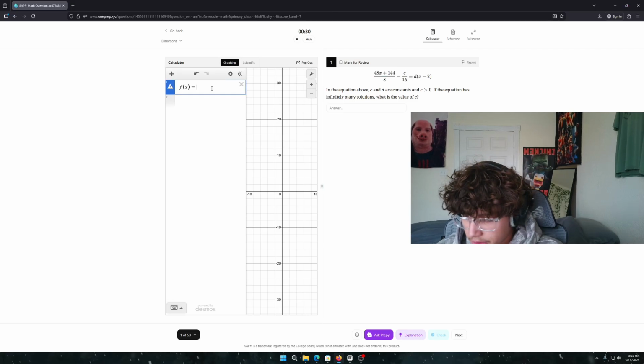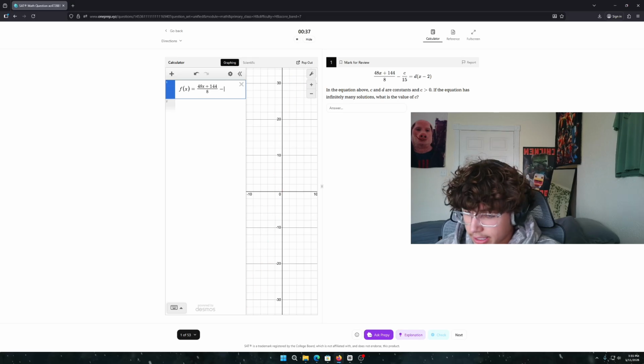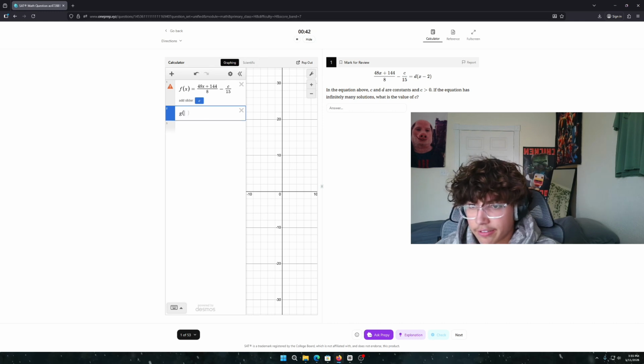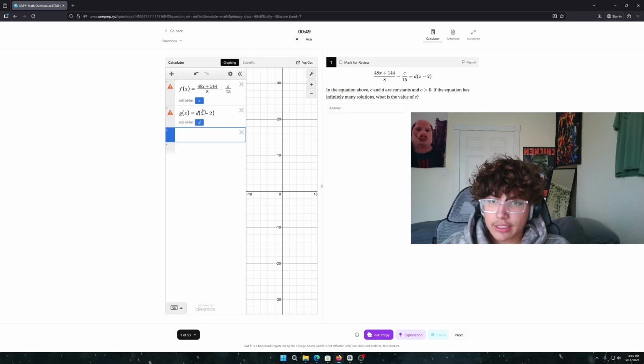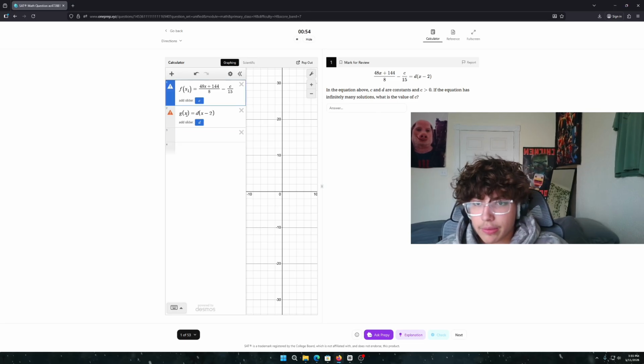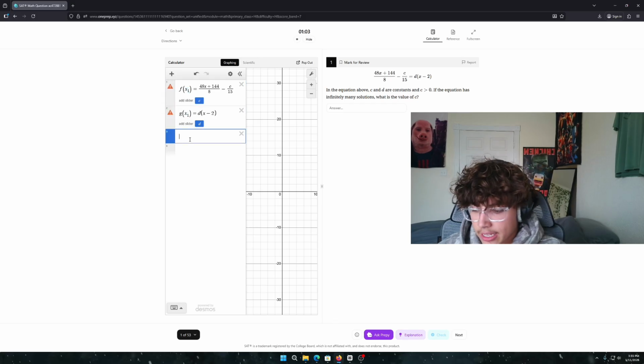So f of x equals 48x over 8 plus 144 minus c over 15. And then I'm going to put g of x equals negative 2. It's asking us to define this right now, but we're not. This is the magic. You have to put a subscript 1. So if x was 1 on this side, x would be 1 on this side. I basically said these two x's are equal.